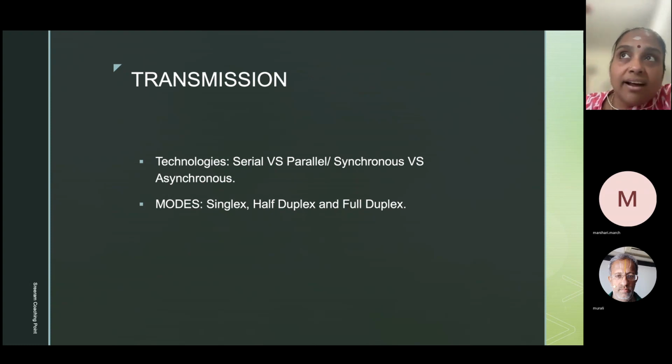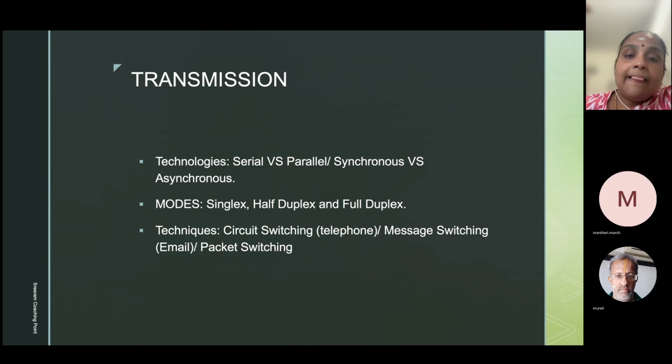Now I'm talking about transmission. Now transmission is what? Data traveling between one computer to the other. And we have techniques in transmission, which is circuit switching. You could find some questions based on this. We'll do it in detail after some time. Now circuit switching, like a telephone, where your transmission is based on a circuit. Then you have message switching like email, where the messages are sent in packets. Then you have packet switching where you have a header, footer, and each packet is sent.